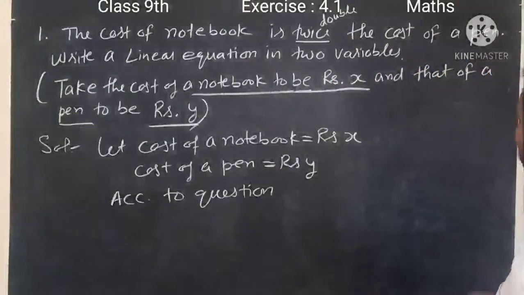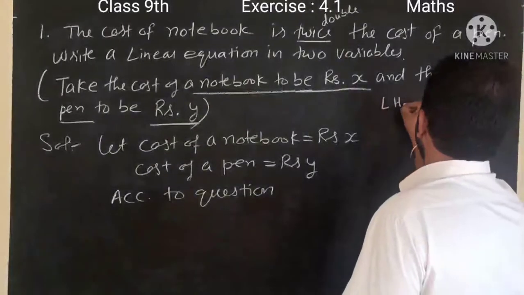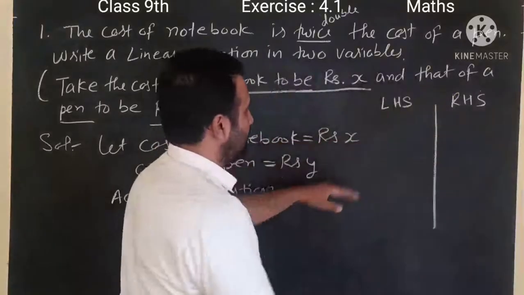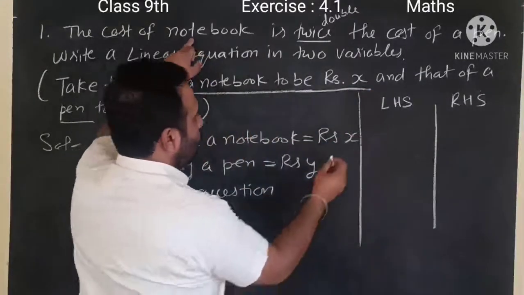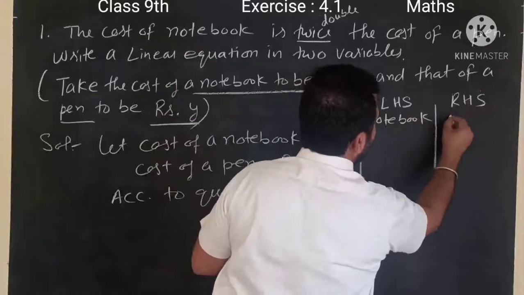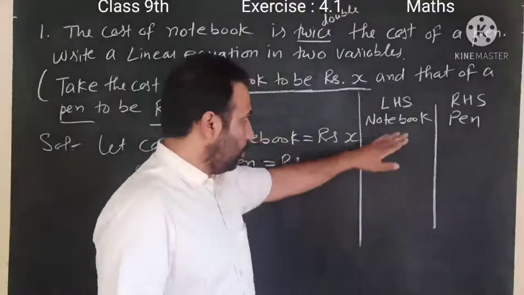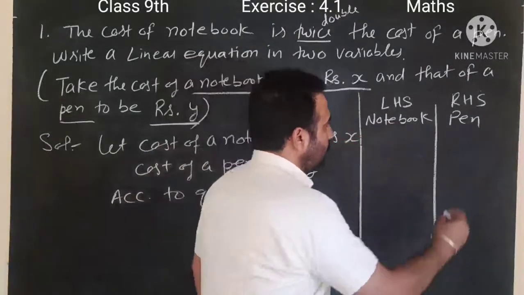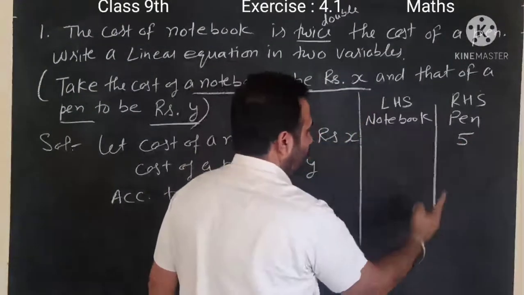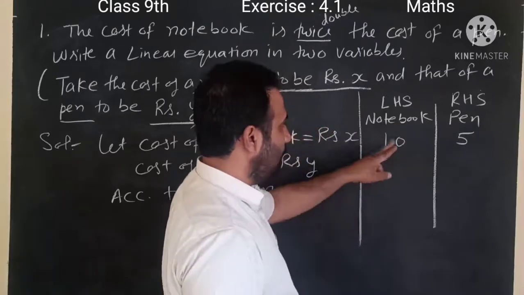What is the meaning of this statement? Suppose this one is our left hand side and this one right hand side. On the left hand side I will write cost of a notebook, and on the right hand side I will write cost of a pen. Now we know the cost of notebook is double. It means if the cost of pen is 5, then the cost of notebook will be 10, because this one is double.